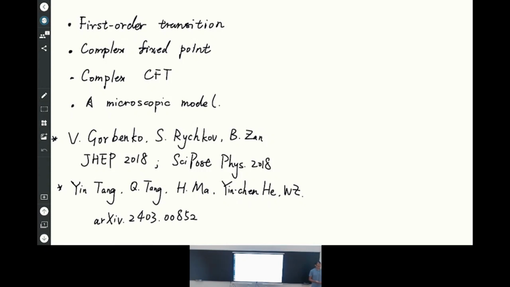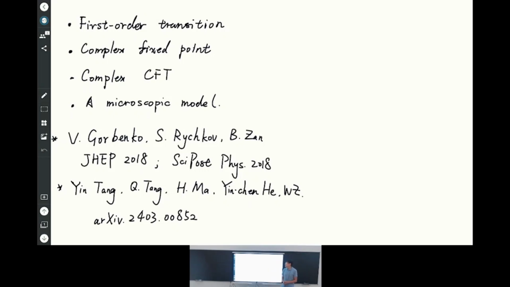Thanks. Very glad to have this chance to introduce our recent work here. Today, I'm going to talk about the complex FT. And I would like to propose a microscopic model to realize the concept of complex FT. So this is a general outline of my talk. In the first part, I would like to briefly review this concept, the complex FT. And in this part of the discussion, I'm mainly following the discussion in these two nice papers published in 2018.